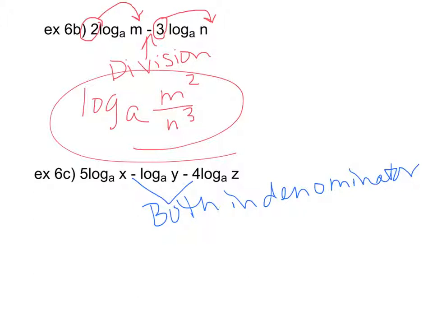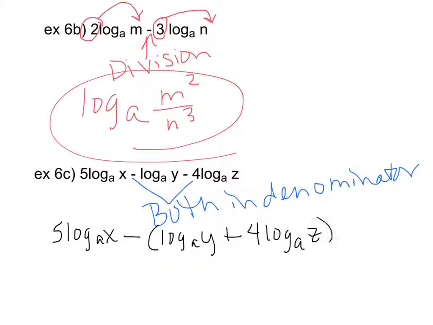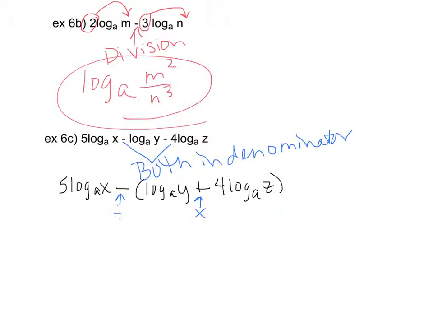So technically what we have is 5 log base a of x minus parenthesis log base a of y plus 4 log base a of z. So the plus sign here tells me that these are multiplied, but they're both in the denominator to be multiplied in the denominator. That's all that really means. So I have this as division, this as multiply, and now let's put both of those things together. Gave myself just a little bit more room there by squishing it up.